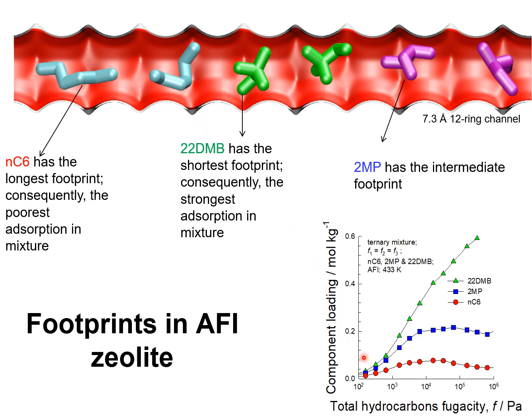Monte Carlo simulations for ternary mixtures of normal hexane, 2-methylpentane, and 2,2-dimethylbutane are shown in this graph, and the hierarchy of loadings as post-saturation is approached is in decreasing order of the molecular footprint. And therefore, entropy effects can be exploited to separate hexane isomers using AFI zeolite.